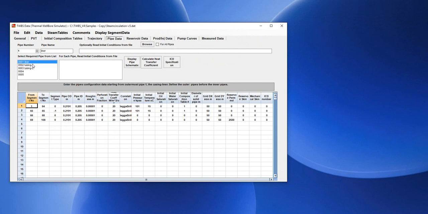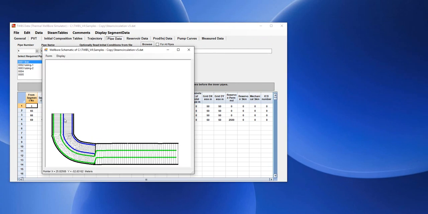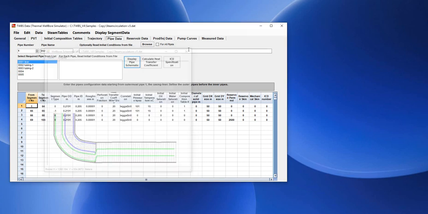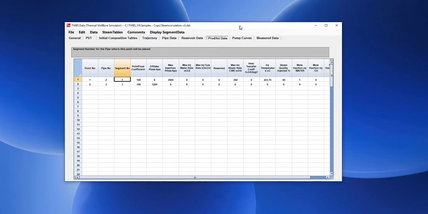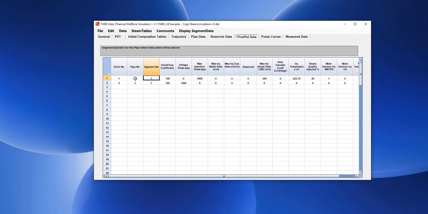In this case, pipe 1 is a circulation set, and 2 and 3 are the two tubings that we're going to circulate in. So we're going to inject down the long tubing and produce back up the short tubing. So for this configuration, we would have an injection point at pipe number 2, the very first segment 1, and a production point in pipe number 3 in the very first segment 1.